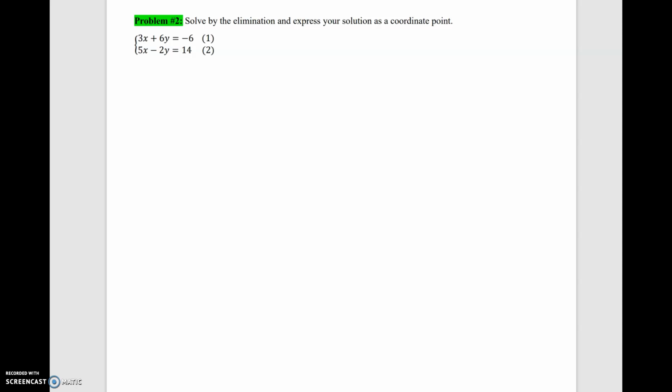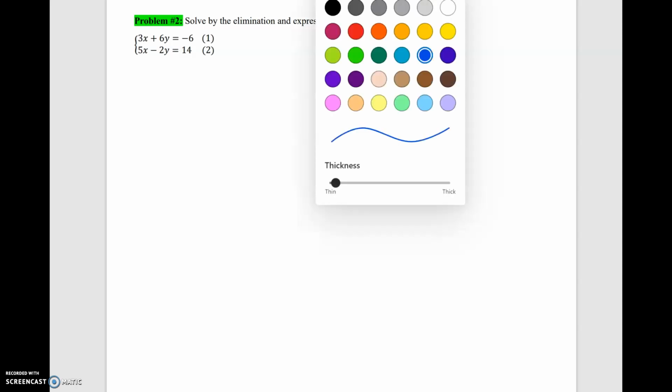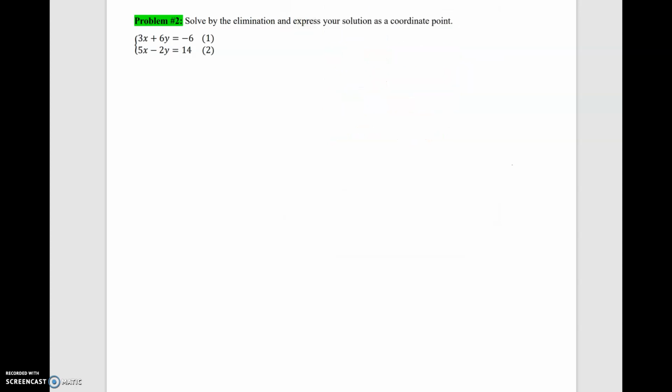Hi class, let's take a look at example 2. In example 2, we already have the equations in approximately standard form, but notice that if you just add the x's, they're not going to cancel. If you add the y's, they're not going to cancel.